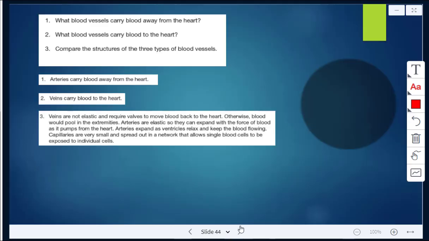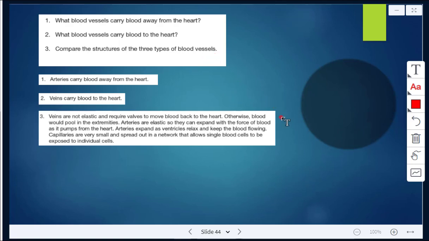All right, just a few questions here. What blood vessels carry blood away from the heart? Those are arteries. One way to remember that was A for arteries and A for away. Question 2, what blood vessels carry blood to the heart? Those are veins.